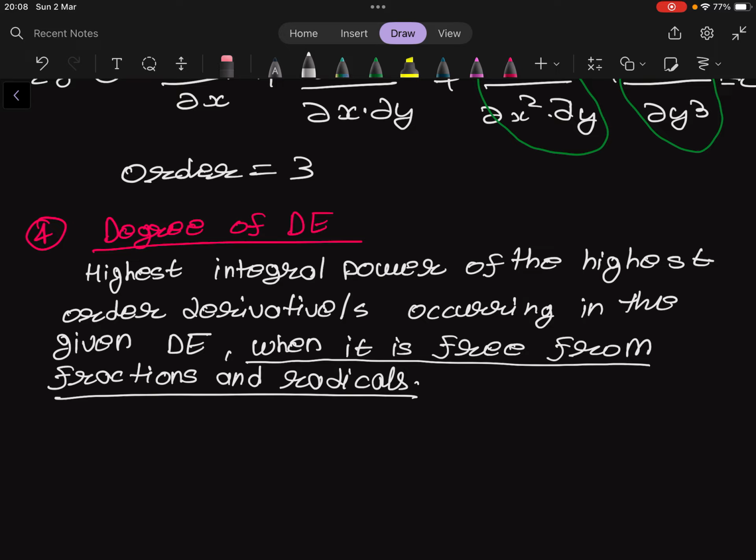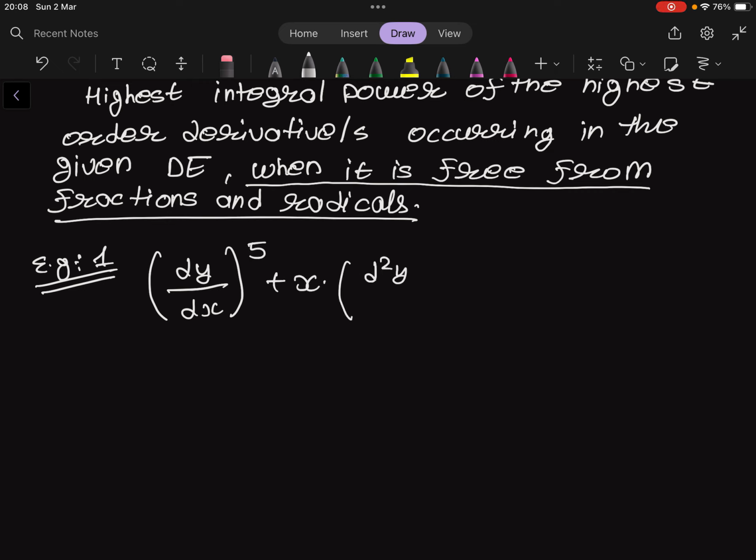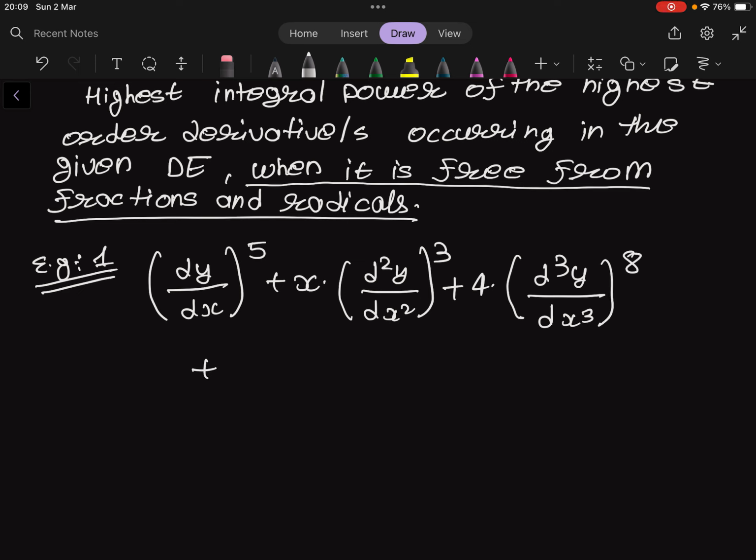Let's see some examples with their help. Let's say example 1: (dy/dx)^5 plus x times (d²y/dx²)^3 plus 4 times (d³y/dx³)^8 plus (d⁴y/dx⁴)^10 equals 4xy.